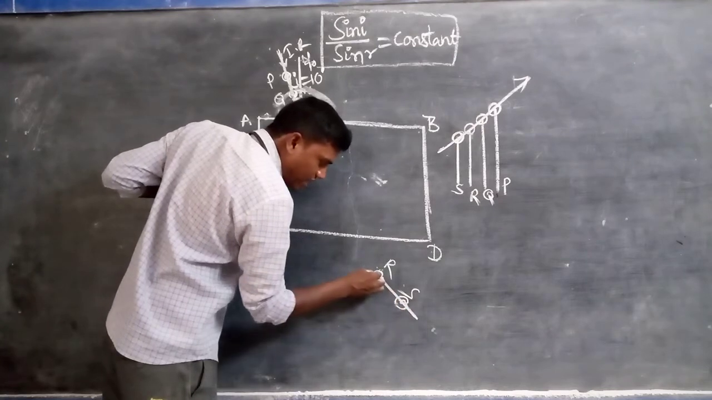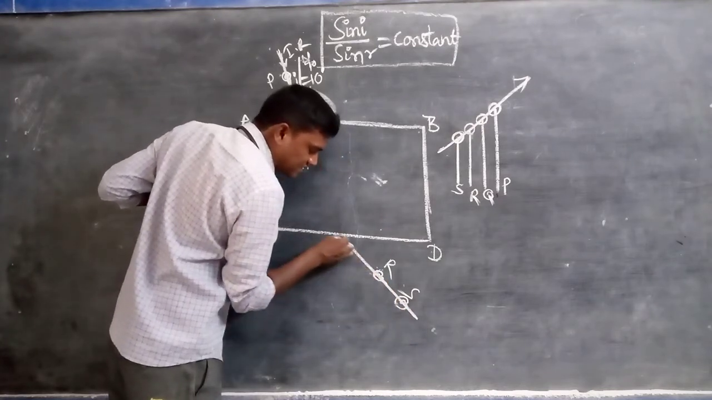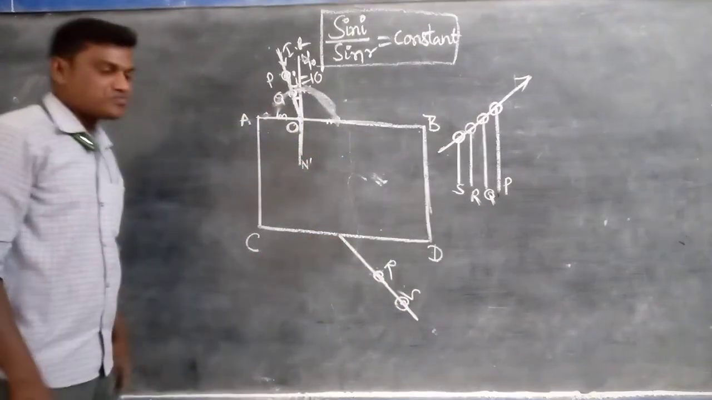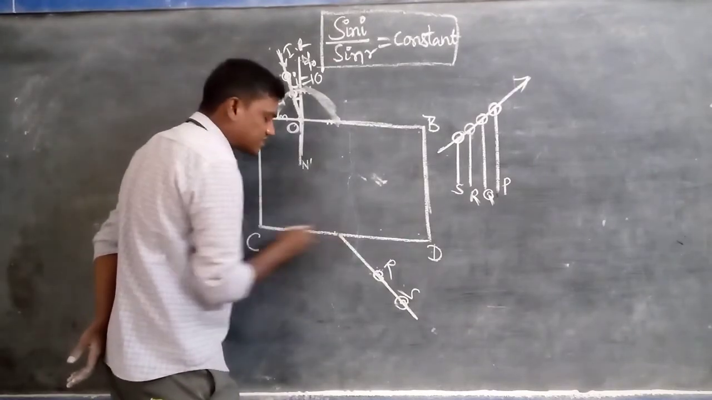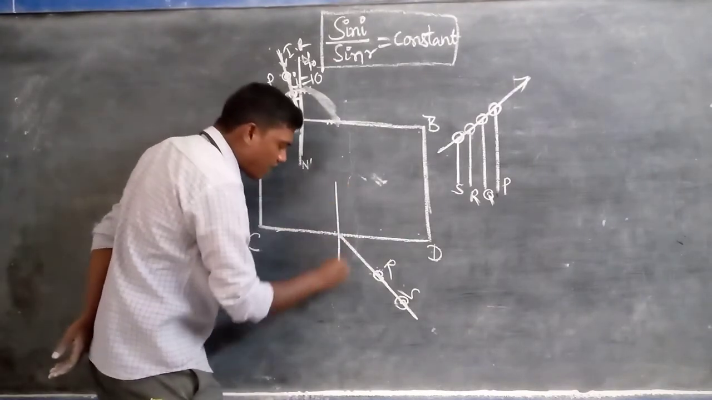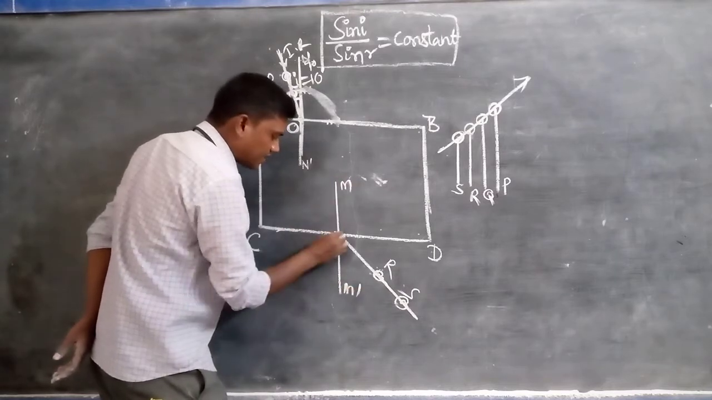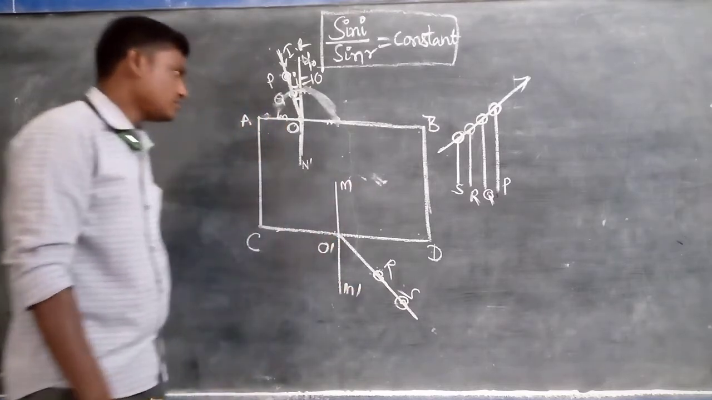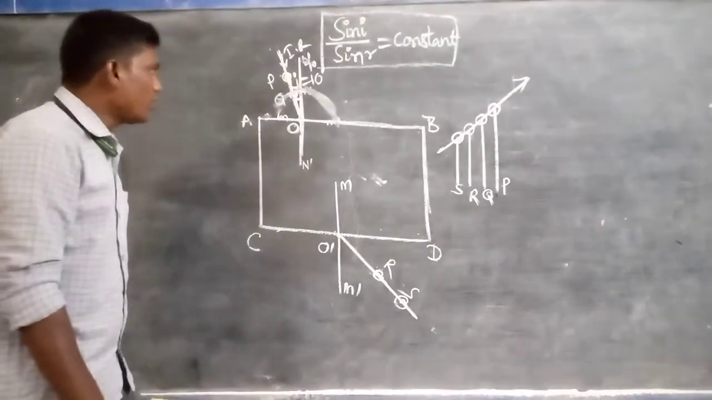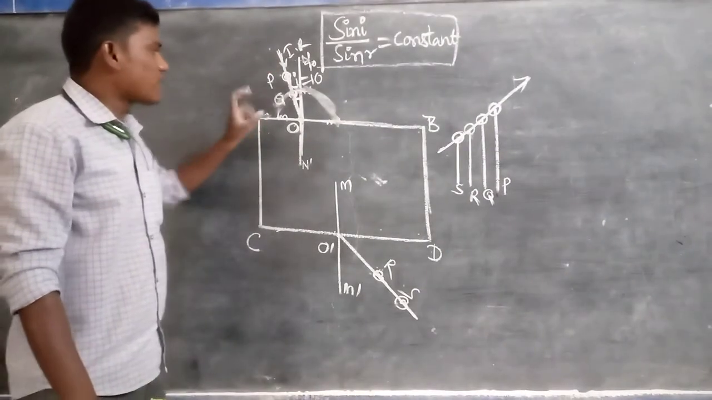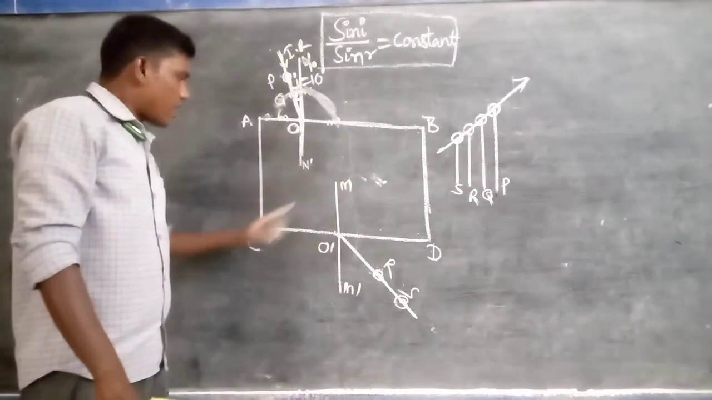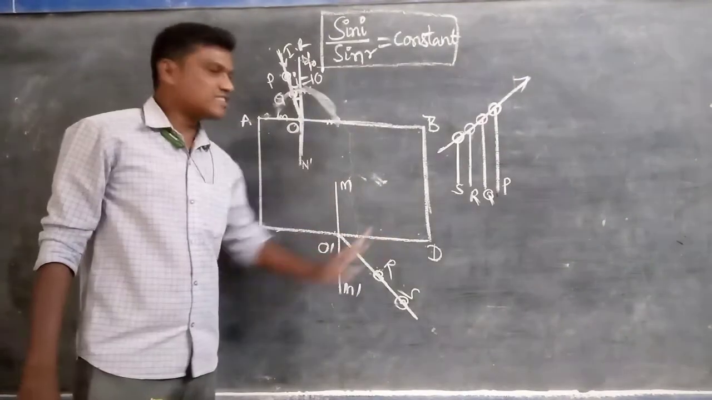We draw a straight line. This line will be extended up to CD. Where this line meets CD, we can draw one normal for CD. This is M dash, and this is O dash. Listen very carefully. N dash is the normal for the AB surface. M dash is the normal for the CD surface.